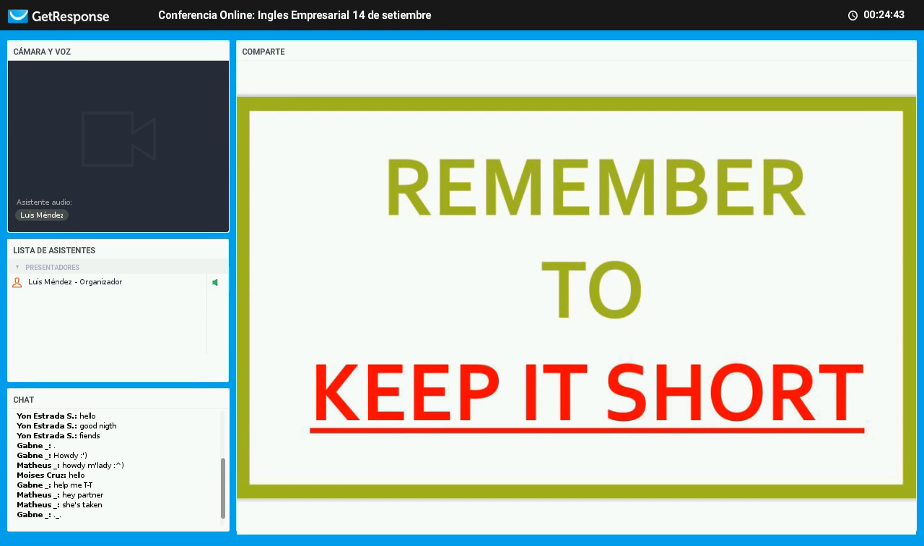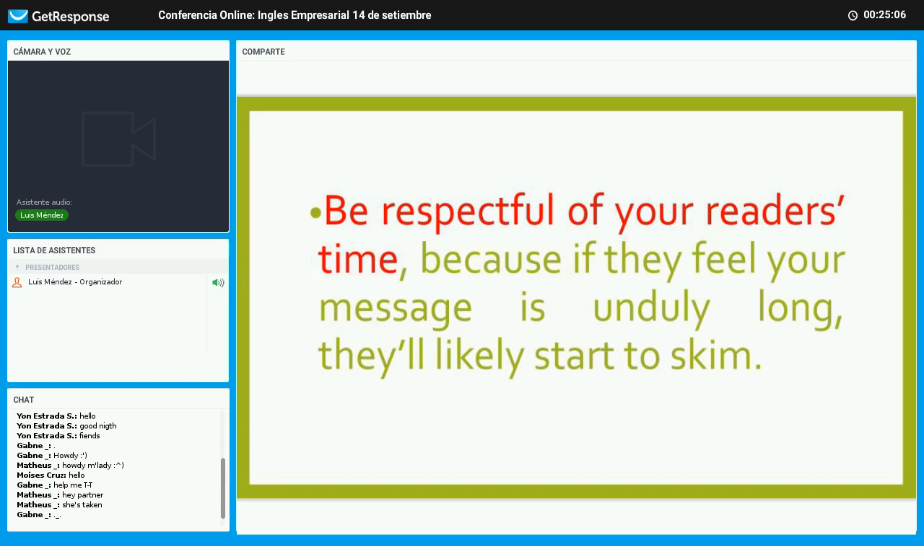Now, another step that we need to take into account, that we need to remember, is to keep it short. Let's try to keep it short. Sometimes we want to tell so many details or so many things in an email, but this is not required. This is not necessary. We need to keep this in mind. All right. Keep it short. What do we mean by this? Be respectful of your readers' time.